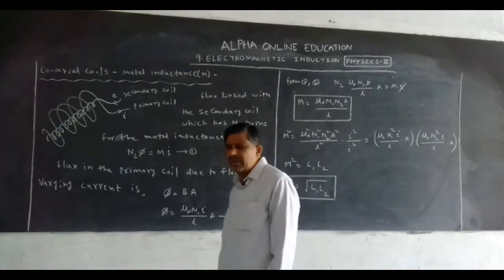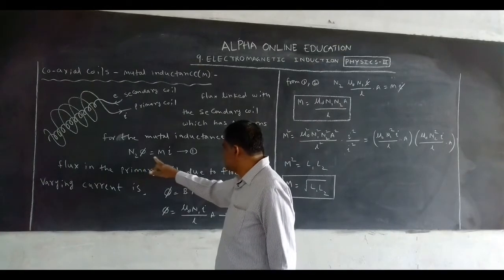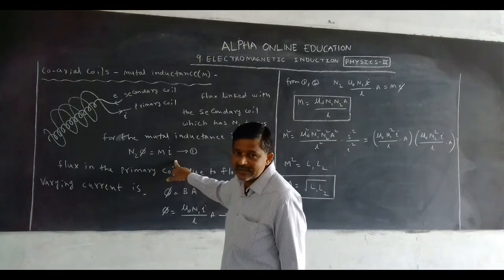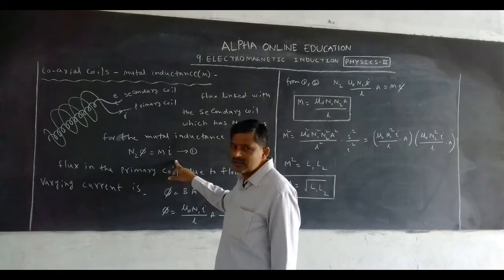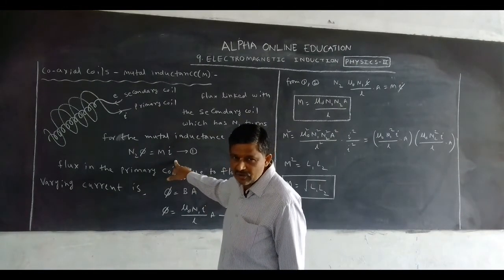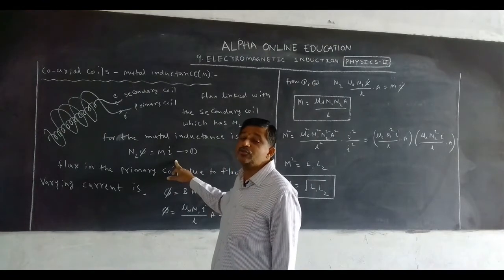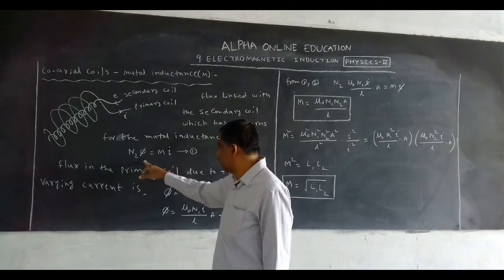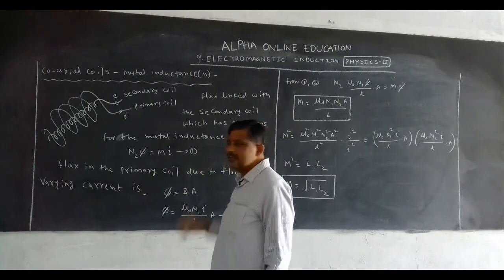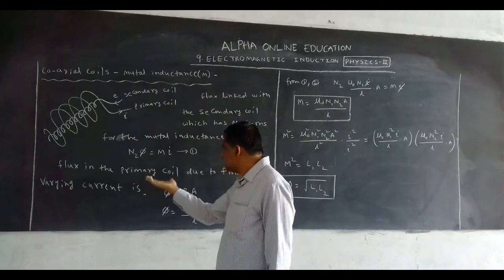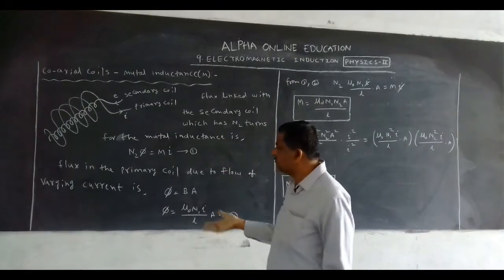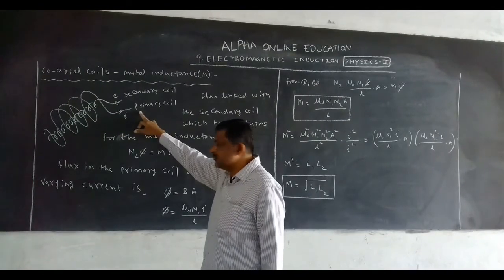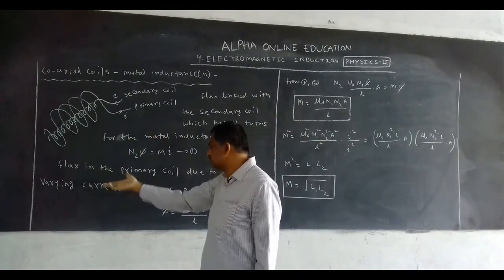We know the formula: N2 phi is equal to Mi. This is the mathematical expression of the coefficient of mutual induction, or mutual inductance: N2 phi is equal to Mi. Let us take this as equation 1. Now, the flux in the primary coil due to the flow of varying current. A varying current is passing through the primary coil, so the flux is linked with it.